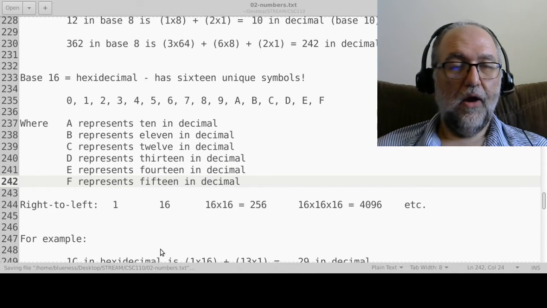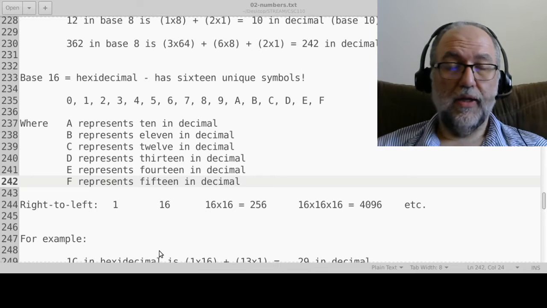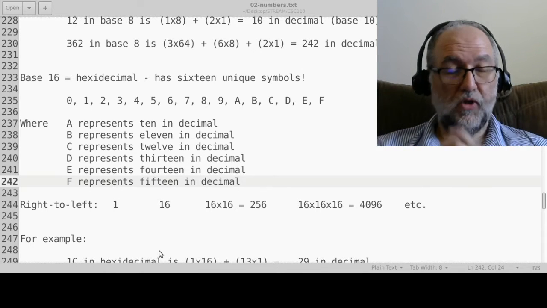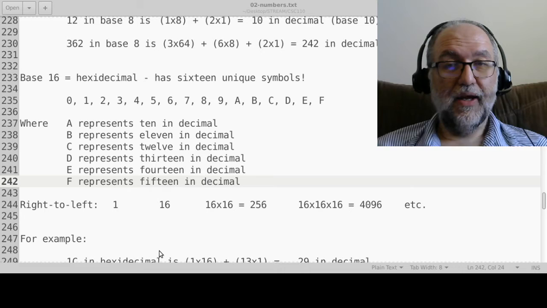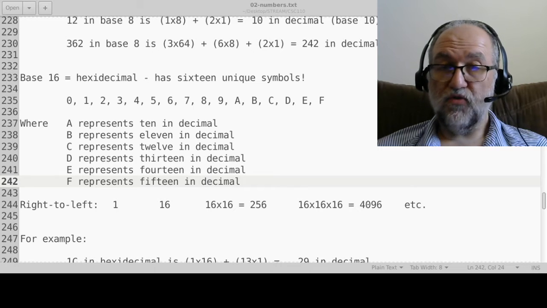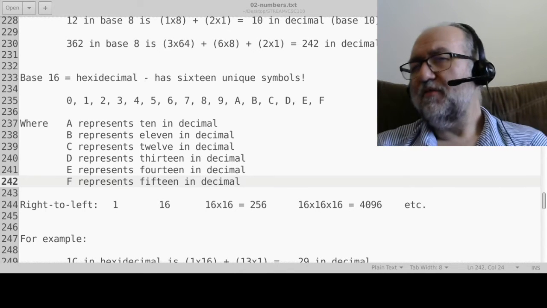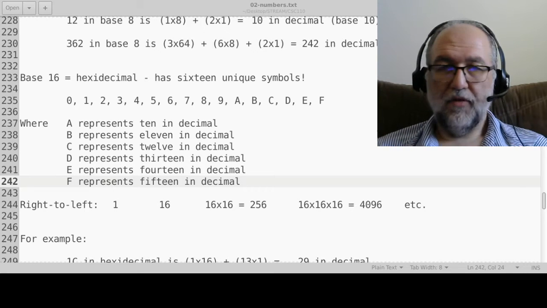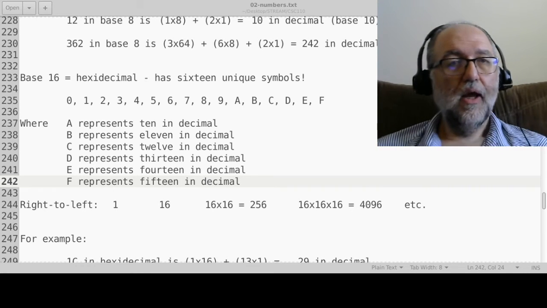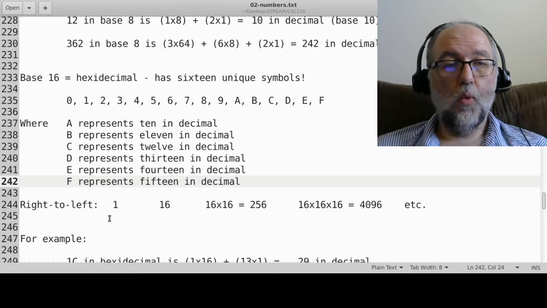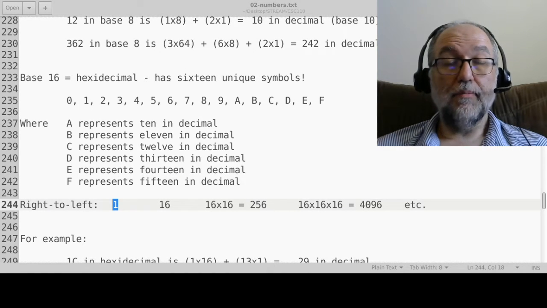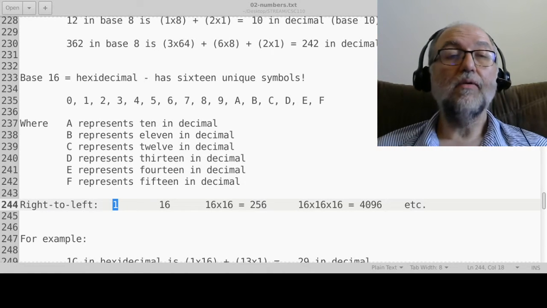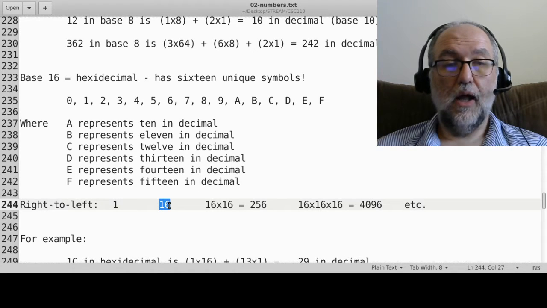I'm not going to test you on this. I'm just trying to free up your brain so that when I get to binary, it's going to seem natural. So in this system, the columns go from right to left. I know we write from left to right, but it's easier to think of this in terms of right to left. Starting on the right, moving to the left, your first column is your ones column. Your next column is, well, how many unique symbols do you have? 16. So your next column is the 16 column.